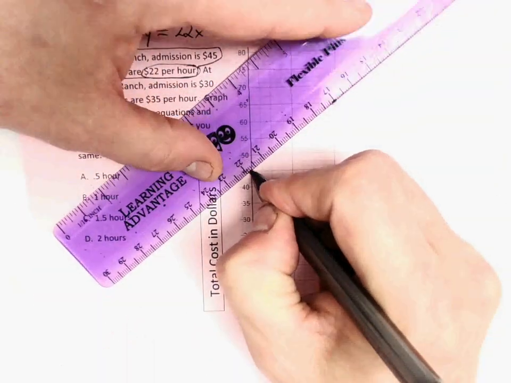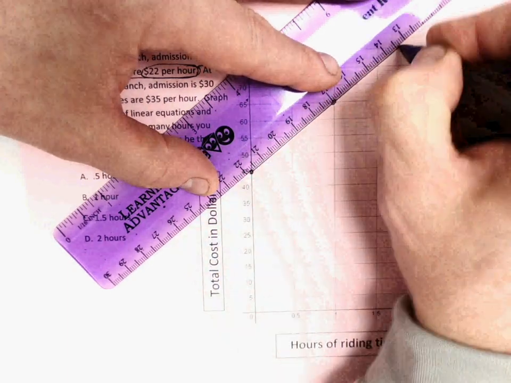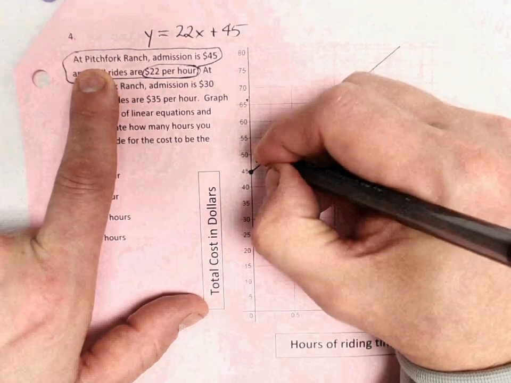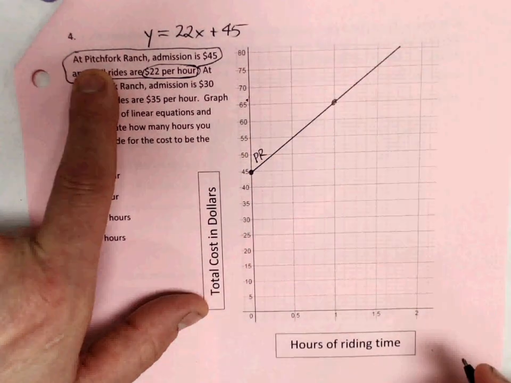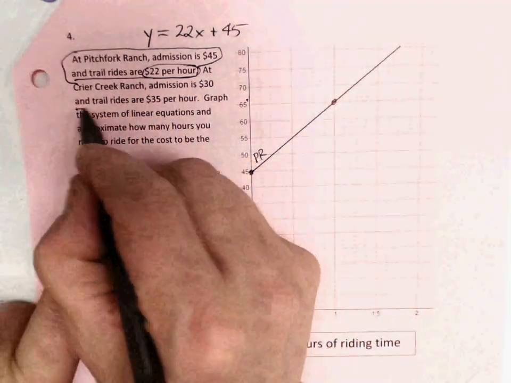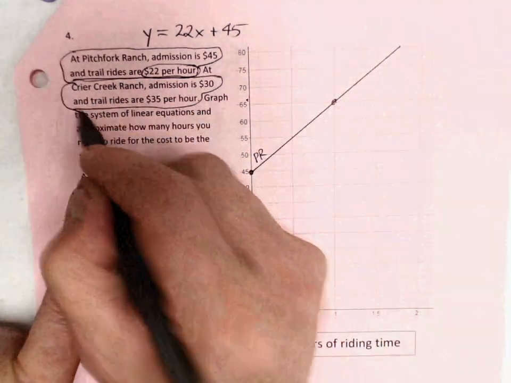Looks kind of weird because the scale is different, but that's what it is. So that's Pitchfork Ranch. I'm going to put PR right here so we know that's Pitchfork Ranch. Now if we do the same thing to the other one, Crier Creek, do we have a rate of change?